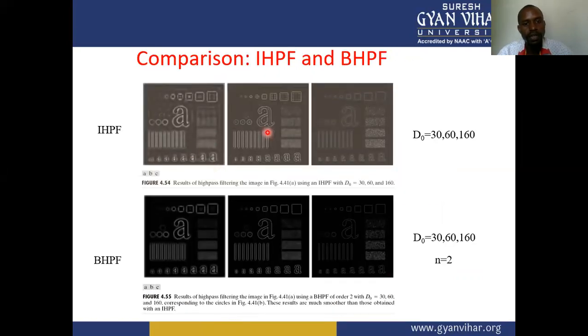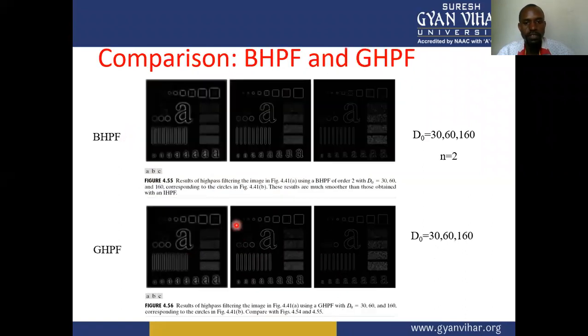So this is a comparison between an ideal high-pass filter and a Butterworth filter. You can see the result of the filtering from the ideal high-pass filter using D0 when it is 30, when it's 60, and D0 when it's 160. Similarly, we are comparing with the Butterworth high-pass filter when D0 is 30, 60, and 160. So you can see in the corresponding two images, because of the ringing effect in the ideal high-pass filter, we're not getting a very detailed image.